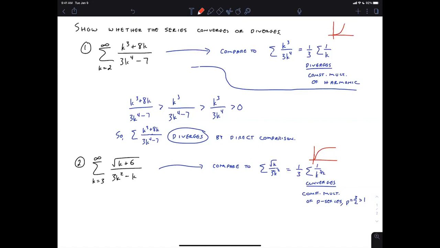Is that clear? Okay, and then a couple of people told me privately that the rationale doesn't make sense as to why we're going to use the limit comparison. So let's go through that explanation again. What we're going to do in both cases is we're going to get this easier series, and we're going to figure out what it does. So here the easier series diverged, here the easier series converged.